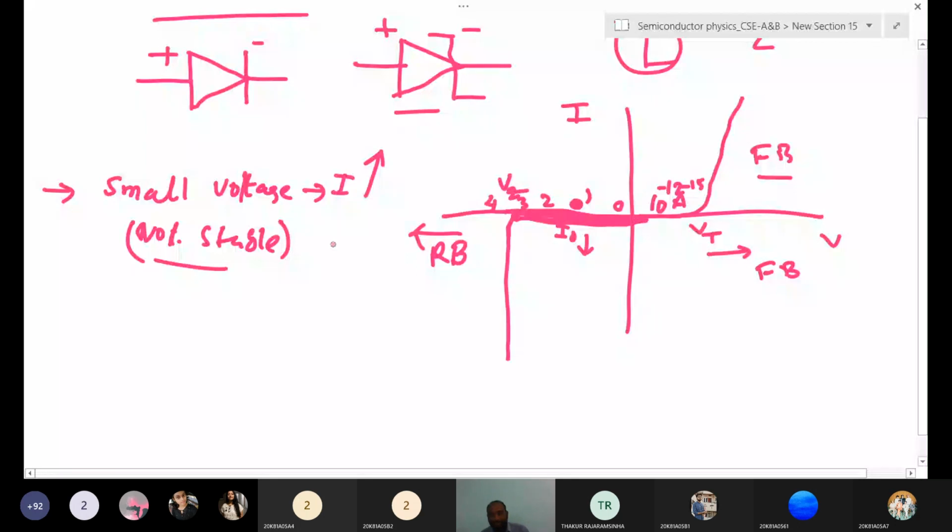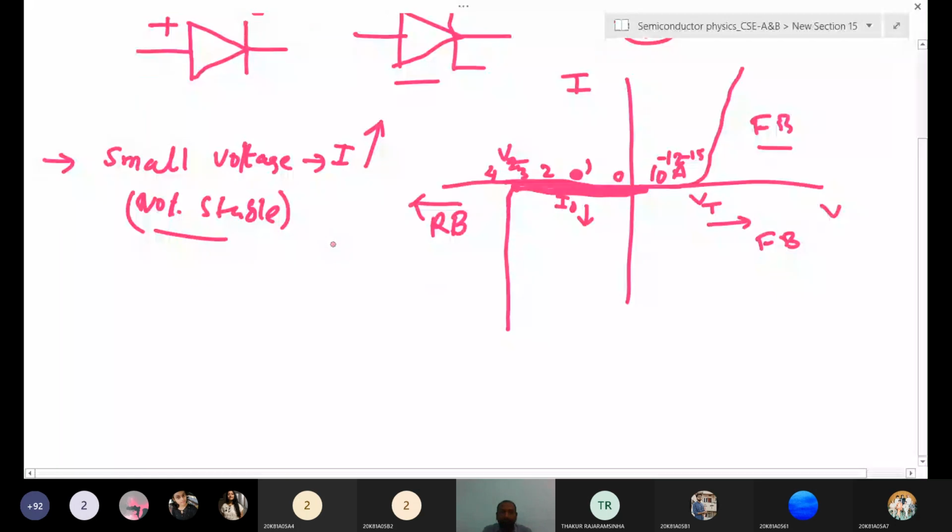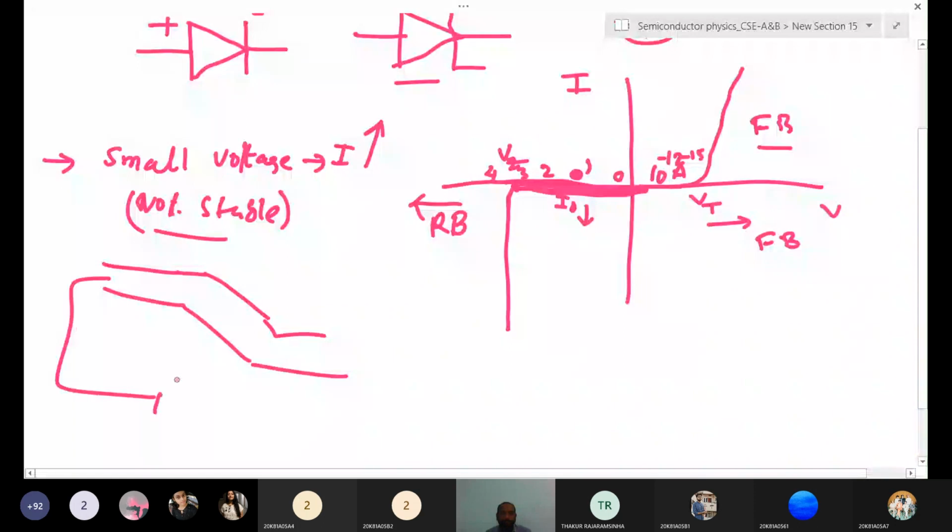Suppose you have a device and you are applying reverse bias, but some of the charge carriers still diffuse. So we'll see why this leakage current is coming. Suppose you connect the device in reverse bias, and here you are applying some voltage.